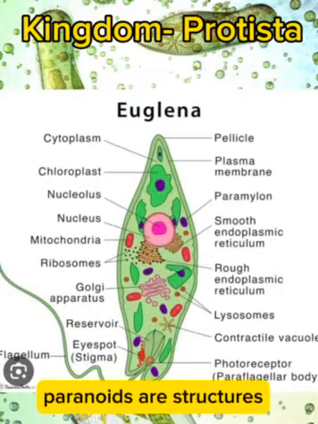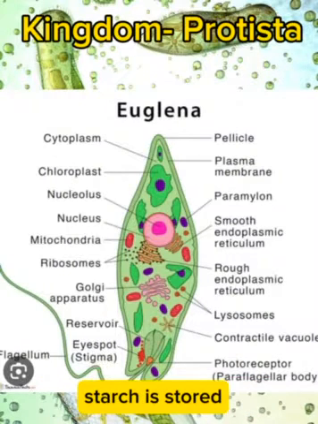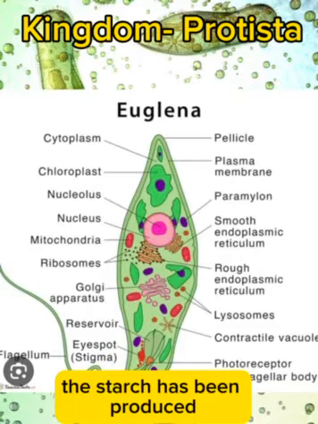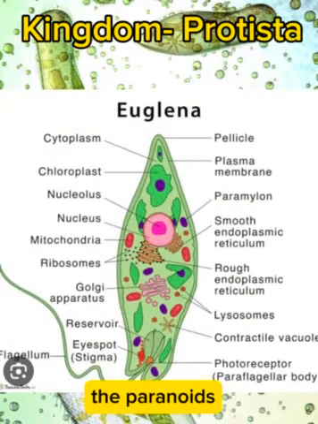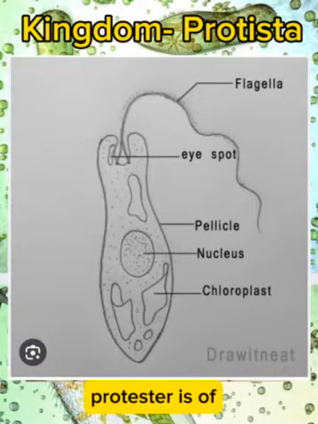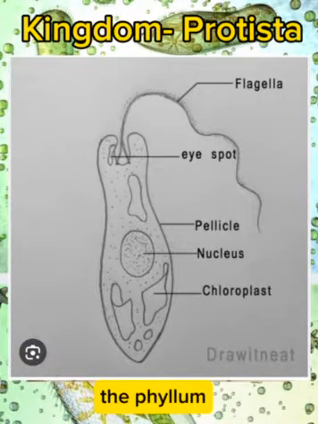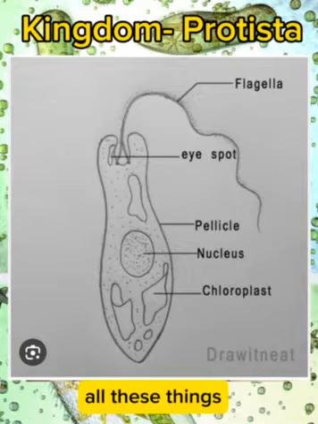Euglena has pyrenoids. Pyrenoids are structures in the euglena in which the starch is stored. The starch which has been produced by the euglena is stored in the pyrenoids. So euglena is a very important part of the kingdom Protista. It's of the phylum Euglenophyta, and it has its own unique structures and adaptations. It's very good to know all these things.